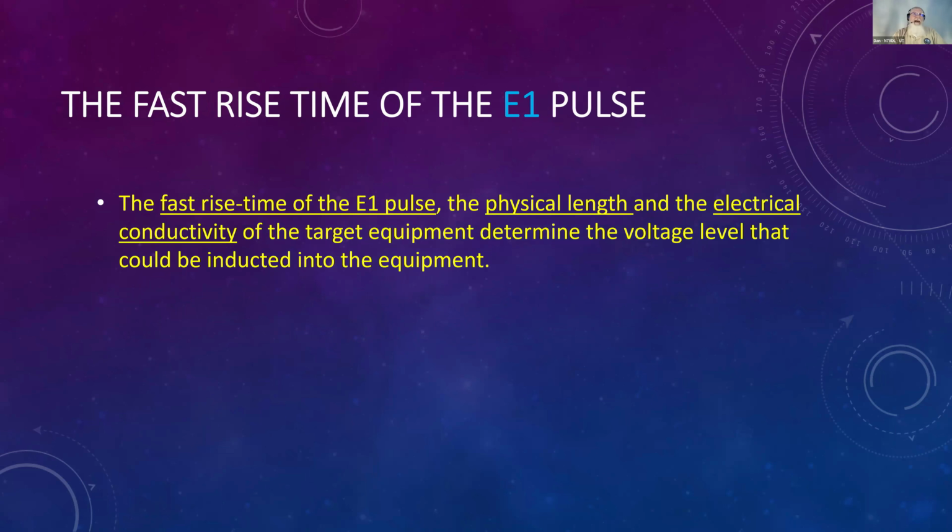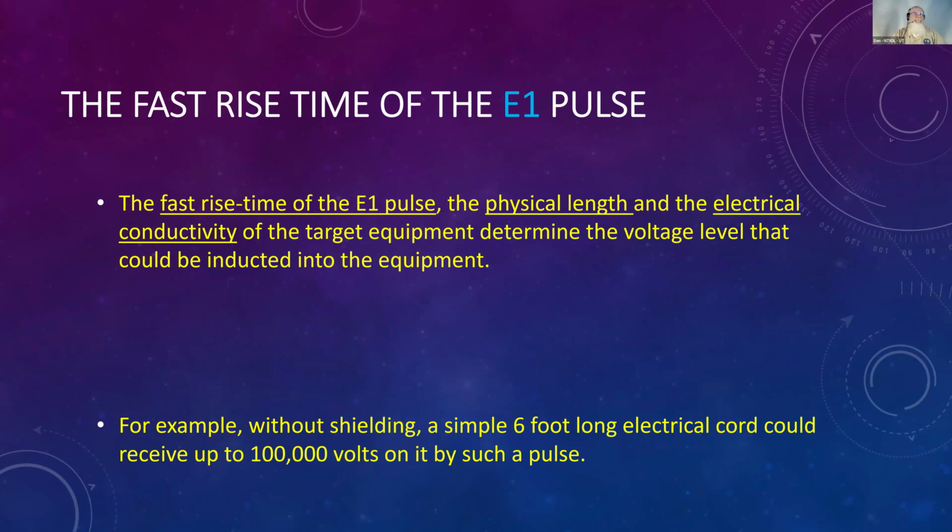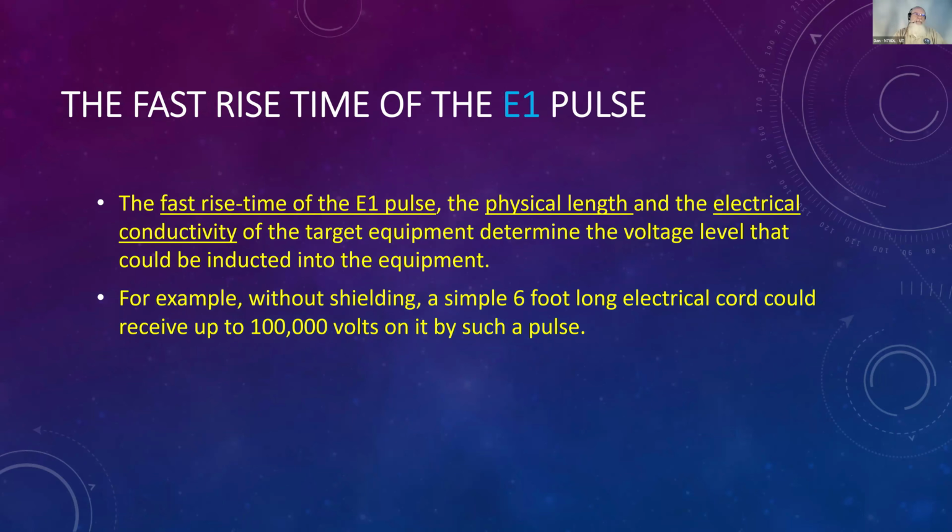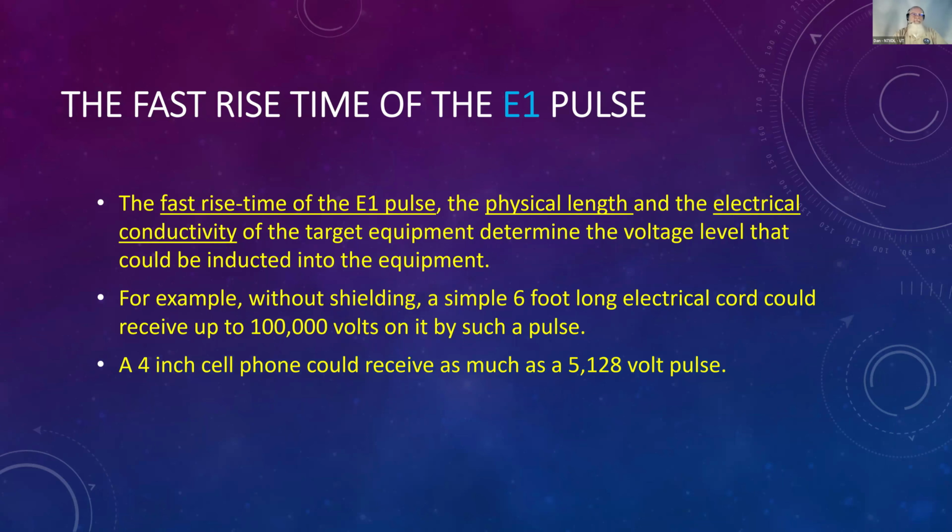So again, the fast rise time of the E1 pulse is the thing that causes the damage. And here's an example. We have a 6-foot long electrical cord. It could receive up to 100,000 volts by such a pulse. A 6-foot cord at 50,000 volts per meter. A meter is about 3 feet. So that's where they get the 100,000 volts.